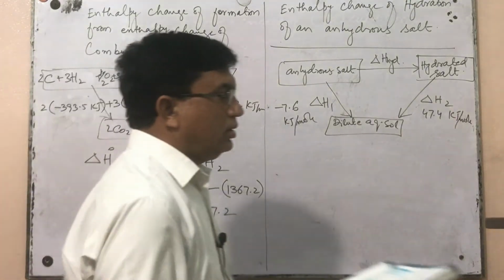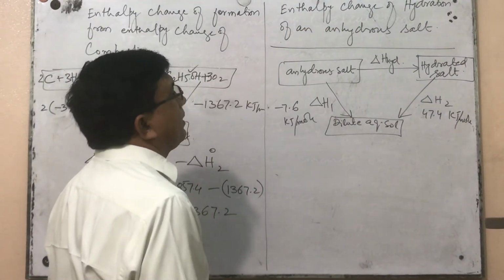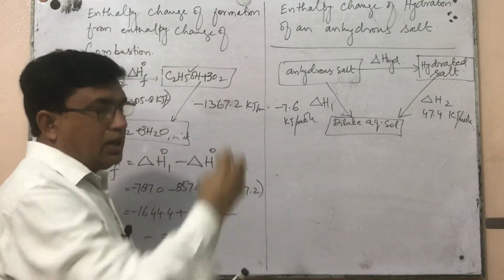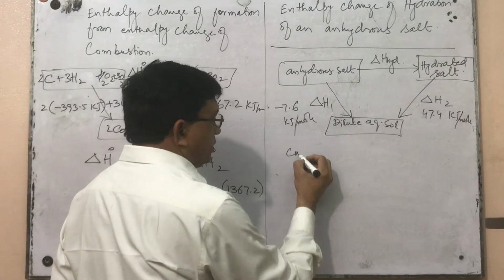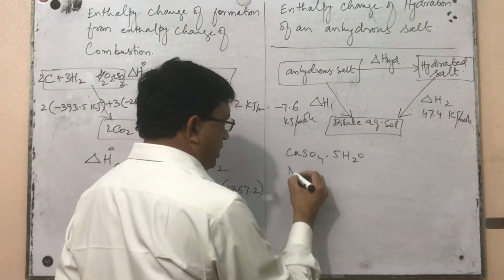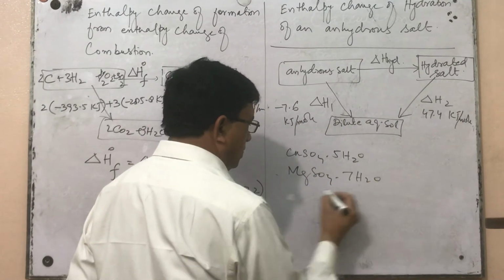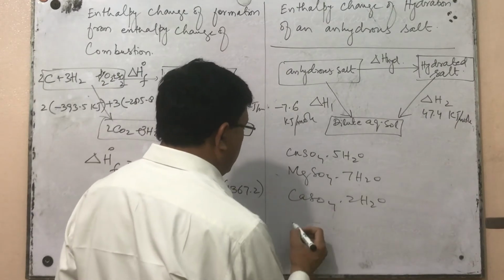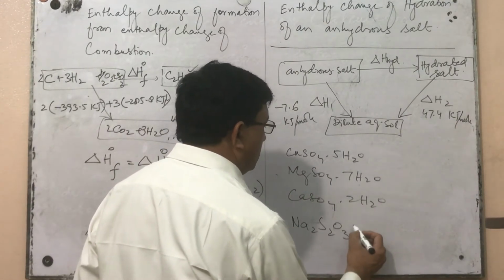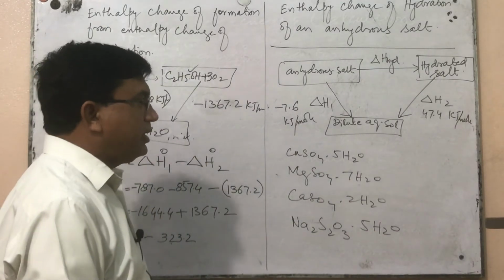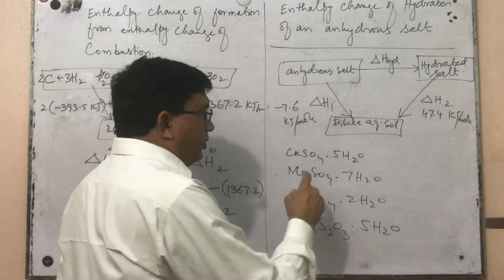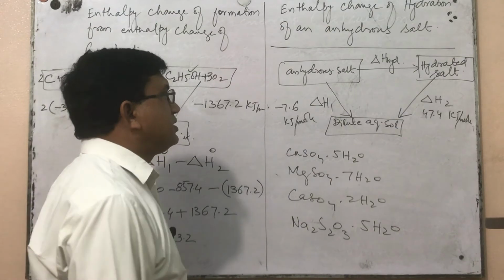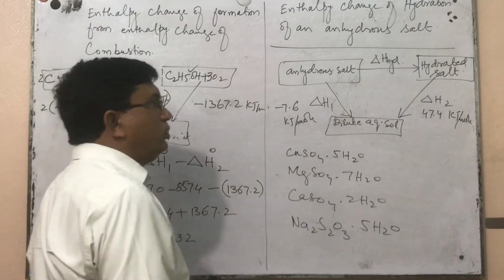On the similar manner, the second is enthalpy change of hydration of an anhydrous salt. Now, there are some salts which contain water of crystallization, just like CuSO4 contains 5 moles of water, magnesium sulfate contains 7 moles of water, calcium sulfate contains 2 moles of water. Similarly, sodium sulfate Na2S2O3 contains 5H2O. Now all of these are called hydrates because they contain water of crystallization. But if we heat all of these, water molecules will be evaporated out, and then we will get anhydrous salt. Now anhydrous salts are those without water of crystallization.